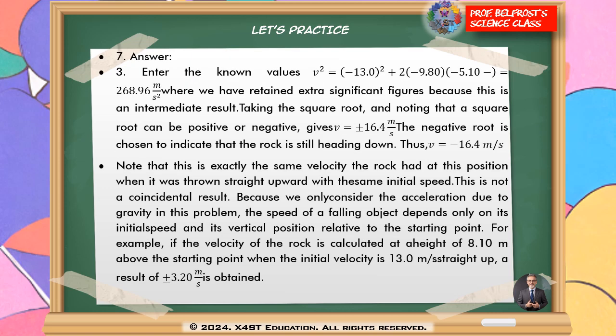Then we just enter all the known values into the equation, and it gives us v equals minus 16.4 meters per second. Why do we take negative? Because it indicates the rock is heading down. Though both plus and minus are acceptable, we need to take the one that is rational, that is logical. In this case, it is negative.